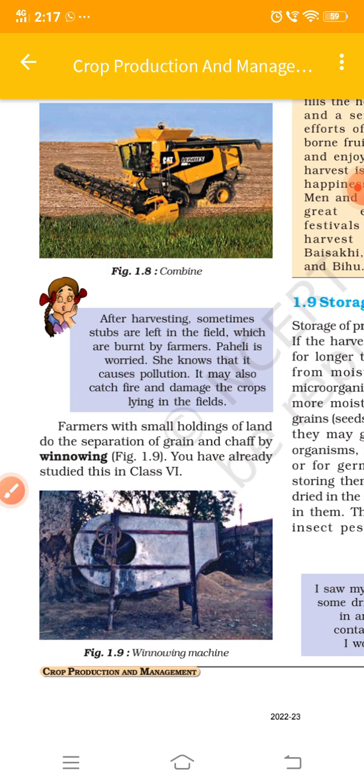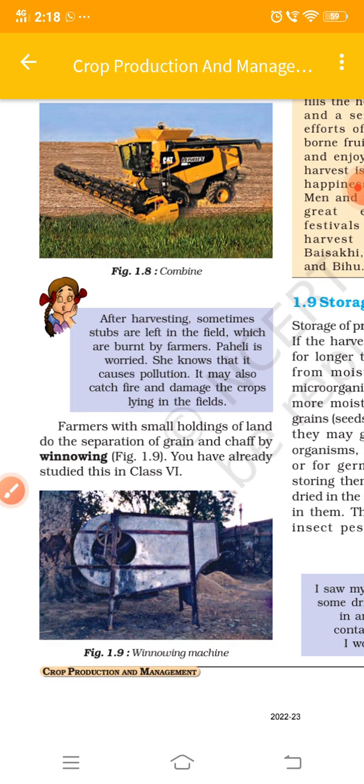After harvesting, sometimes stubble is left in the field, which is burnt by farmers. Pally is worried. She knows that it causes pollution. It may also catch fire and damage crops lying in the fields. See, I don't know the plant name, but after cutting it, the roots, the remains, farmers usually burn them. They should not do this. But what can they do? Farmers, with the help of holdings of a land, do separation of grain from chaff by winnowing.